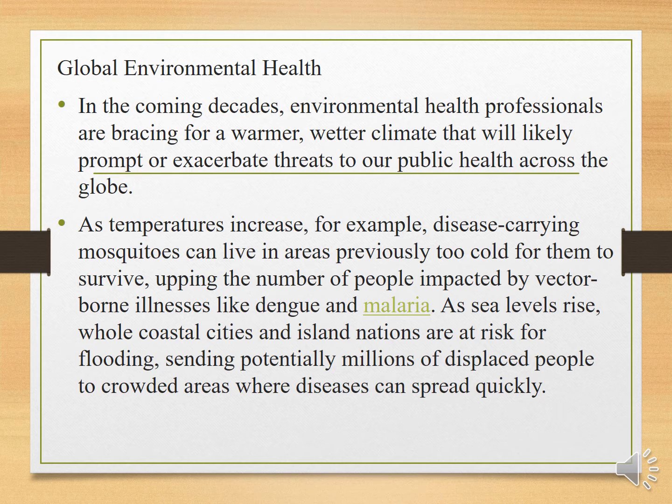Global environmental health. In the coming decades, environmental health professionals are bracing for a warmer, wetter climate that will likely prompt or exacerbate threats to our public health across the globe. As temperatures increase, for example, disease-carrying mosquitoes can live in areas previously too cold for them to survive, upping the number of people affected by vector-borne illnesses like dengue and malaria. As sea levels rise, whole coastal cities and island nations are at risk for flooding, sending potentially millions of displaced people to crowded areas where diseases can spread quickly.